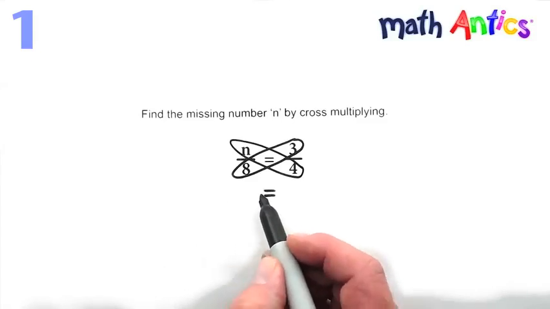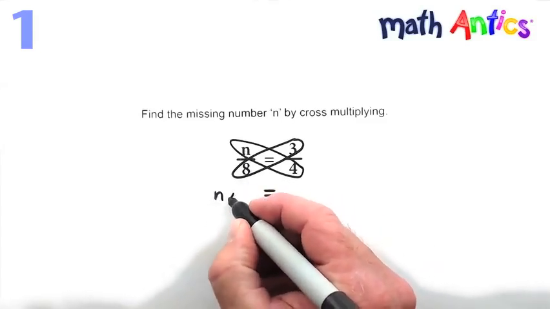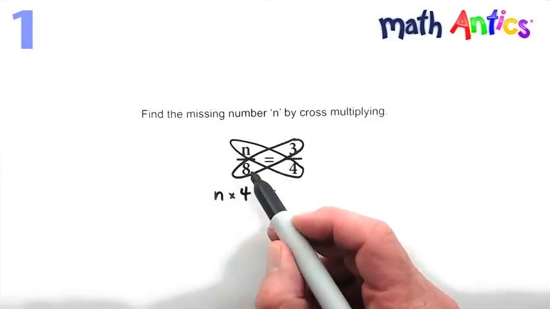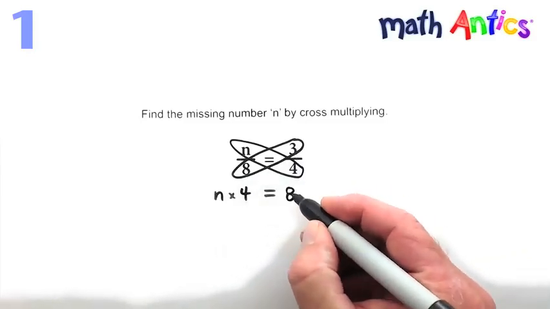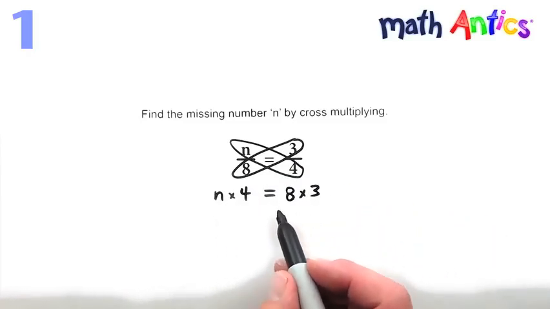Now, on the first side of our new equation, we're going to have n times 4. So let's write that here, n times 4. And on the other side is going to be the other part of the cross, 8 times 3. So let's write that over here, 8 times 3. And so this is an easier form to solve.